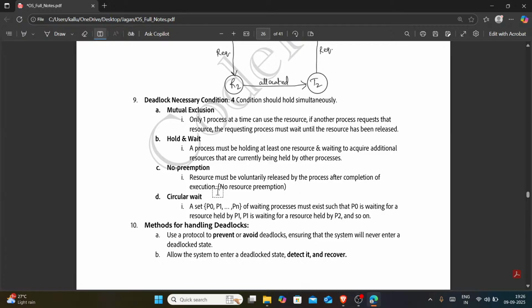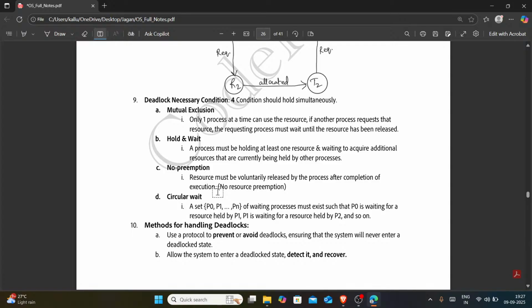Hold and wait: a process must be holding a resource and wanting to acquire an additional resource currently held by another process. The process is holding a resource and waiting for some other resource which is held by another process.